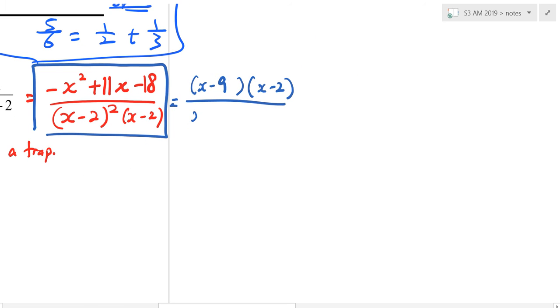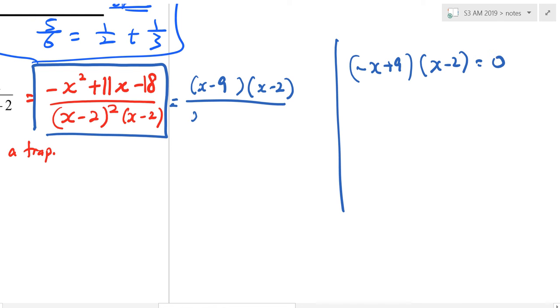Now, let me tell you the real answer. The real answer is minus x plus 9, x minus 2 equals to 0. What is x? Negative 9? Wrong, sorry. It's plus 9. Now, you see, the calculator only tells you x equals 9. But the calculator never tells you actually it's minus x plus 9. You don't believe me? You do the cross factorization method. You need to attain this. So it is very dangerous.